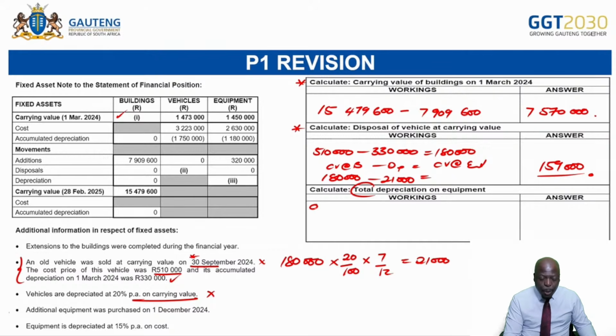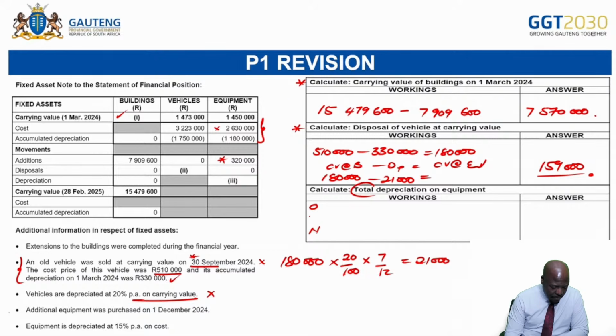And then lastly, we come to the total depreciation on equipment. Here you have to remember to calculate for the old and the new. So we have the old in this case, and we're going to get a new also. We are given information which is over here, and we are told the cost is 2,630,000. That is the cost, and that will be the old, because my additions is 320,000 over there.